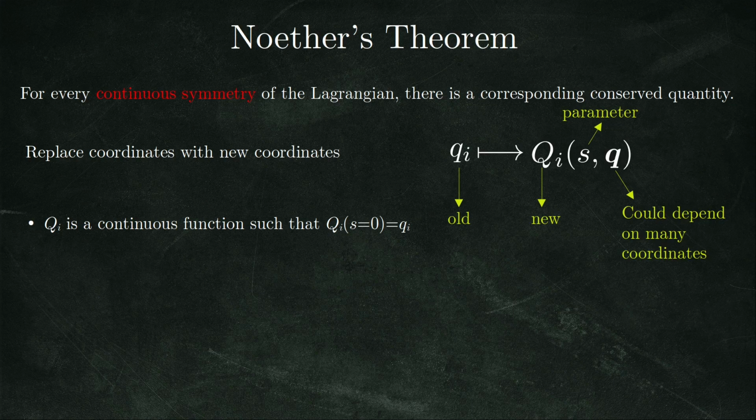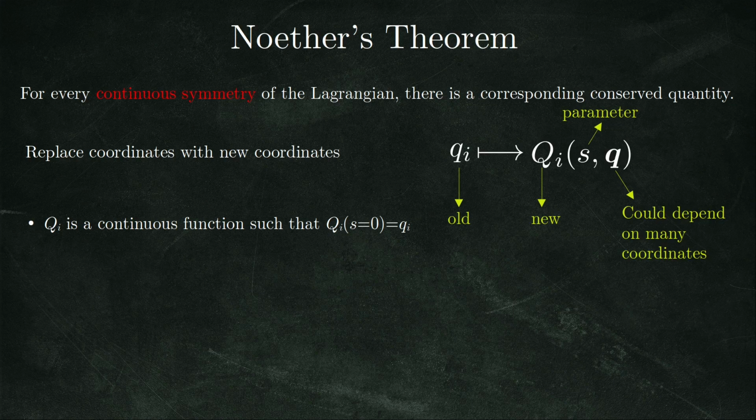And now what does it mean for it to be a symmetry of the Lagrangian? So far we've replaced the coordinates, we've seen what it means for this replacement to be continuous. What does it mean for it to be a symmetry? Well, what it means is the Lagrangian doesn't depend on this parameter s. So the Lagrangian is unchanged by this coordinate transformation, or at least unchanged to first order in s.